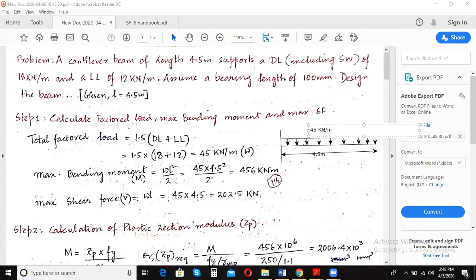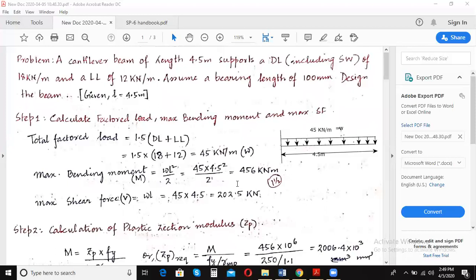So based on this factored load, now we have to calculate the maximum bending moment acting on the beam. So whenever a UDL is acting on a cantilever beam, what is the maximum bending moment? It is equal to W into L square by 2. What is W here? W is the total factored load, which is equal to 45 kilonewton per meter, and L is given as 4.5 meter. So the maximum bending moment will occur at the support, which is equal to W into L square by 2.